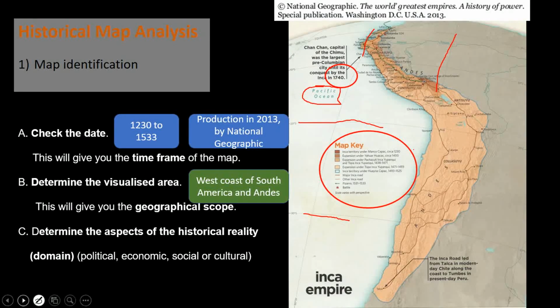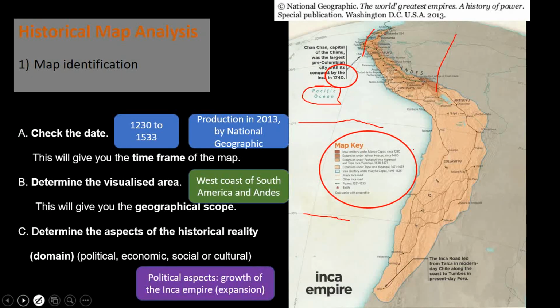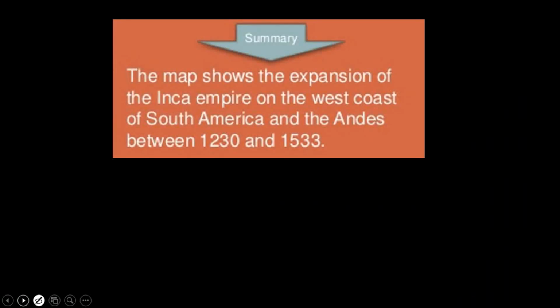Using the map key and looking at what could have happened, I think we might guess that this is a political map. The growth of the Inca Empire, the expansion of that empire. So we identified the map, a short summary of what we've seen. So the map shows the expansion of the Inca Empire on the west coast of South America, geographical scope, and then the time frame between 1230 and 1533.